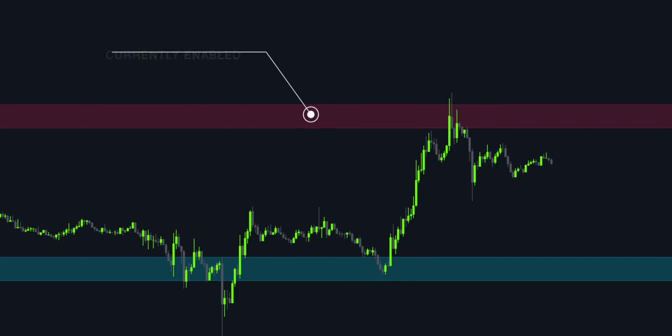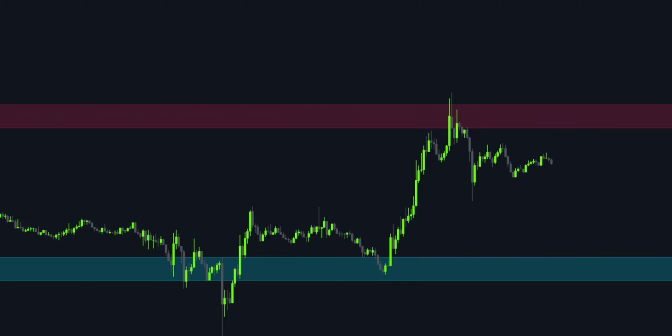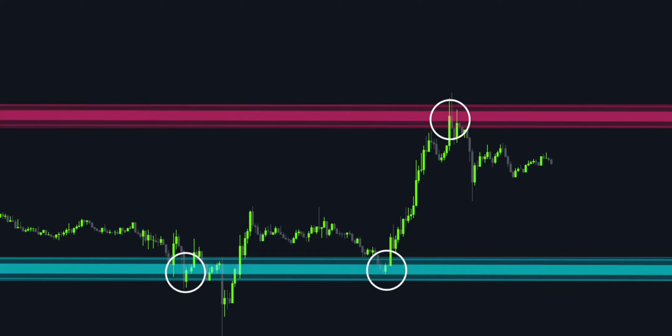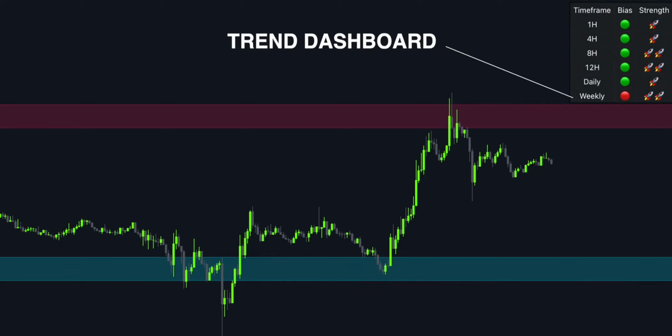It is due to these multi-time frame support and resistance zones the indicator plots. Without these key levels, it would be much harder to spot true supply and demand areas in the market. Another key feature of this tool is the trend dashboard.